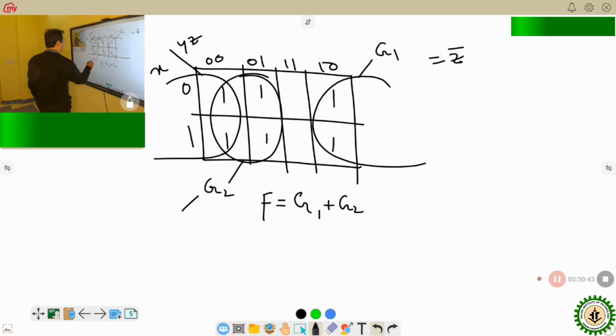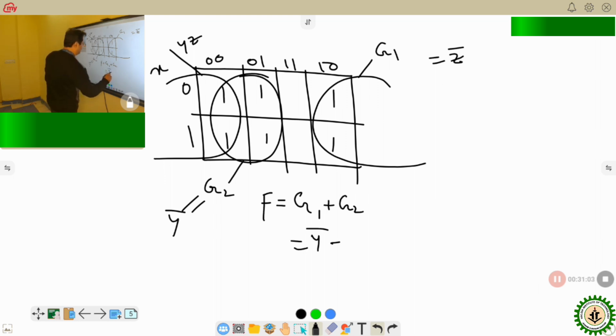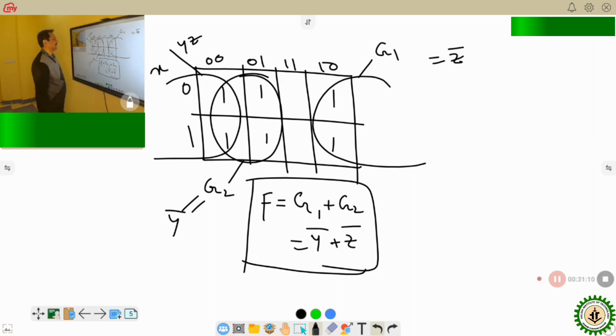And in group G2, what is the expression? X has changed from 0 to 1, and Z has changed from 0 to 1, and only the unchanged one is 0 to 0, so that is why it is 1. So the total output is y bar plus z. This is the Boolean expression for that particular case. Okay, so this is basically the 3 variables.